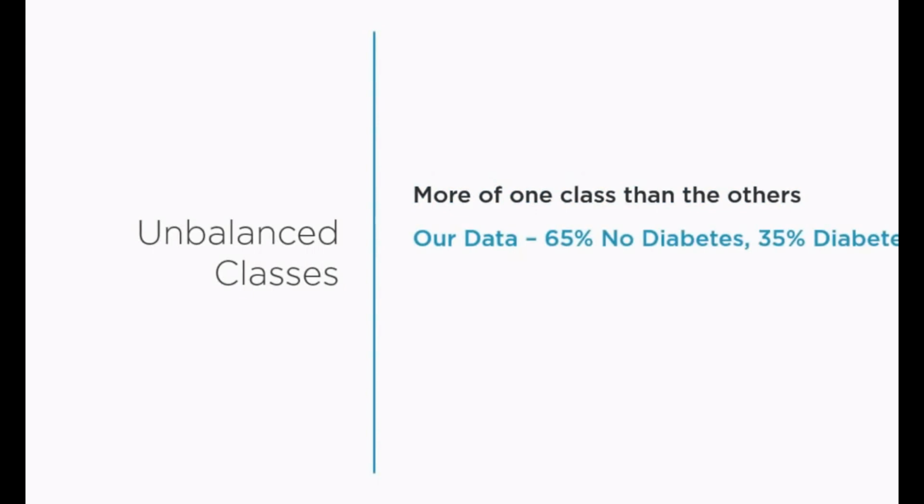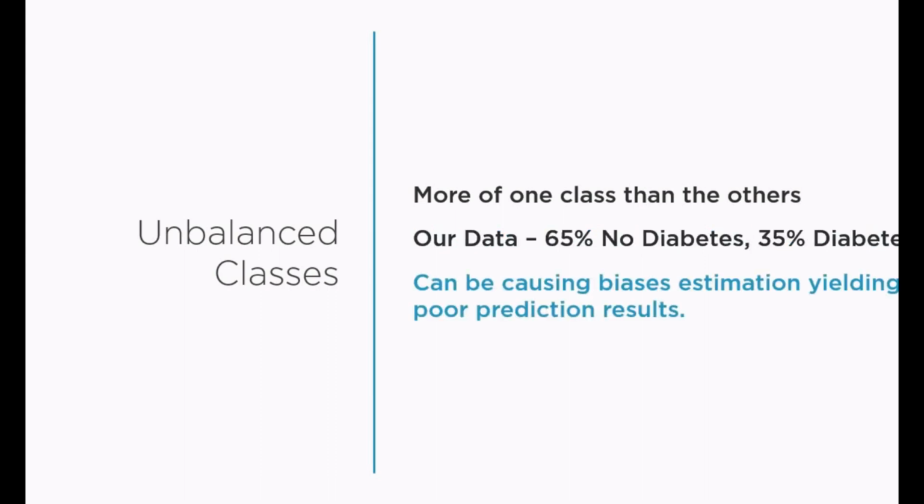Unbalanced classes are very common in datasets. They occur when we have more of one class result, diabetes versus not diabetes in our data, than the other. If you remember from our earlier work, 65% of our results are not diabetes and 35% are diabetes. This imbalance in the class can decrease the performance of an algorithm.